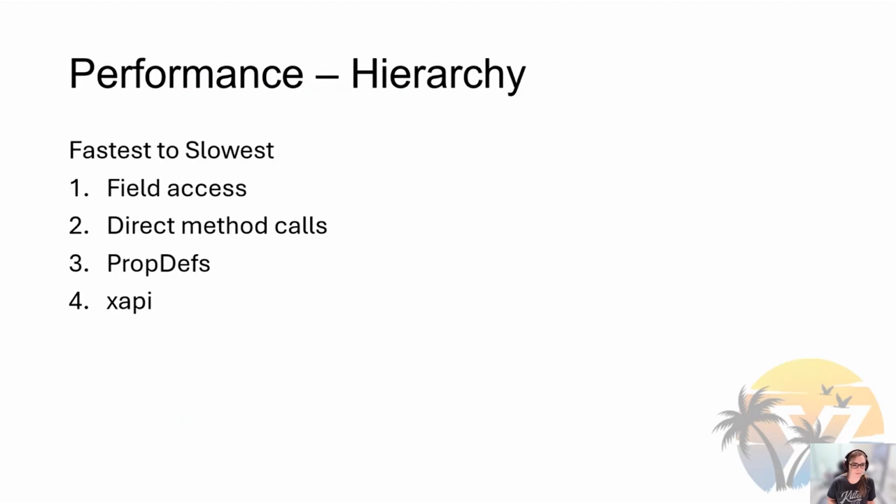All right. Something to keep in mind in terms of a performance mindset is that the fastest way you can access information is through field access, just a direct field access. Second most performant will be direct method calls, and then PropDefs. XAPI sounds nice and sounds convenient, but it is much slower than everything else.